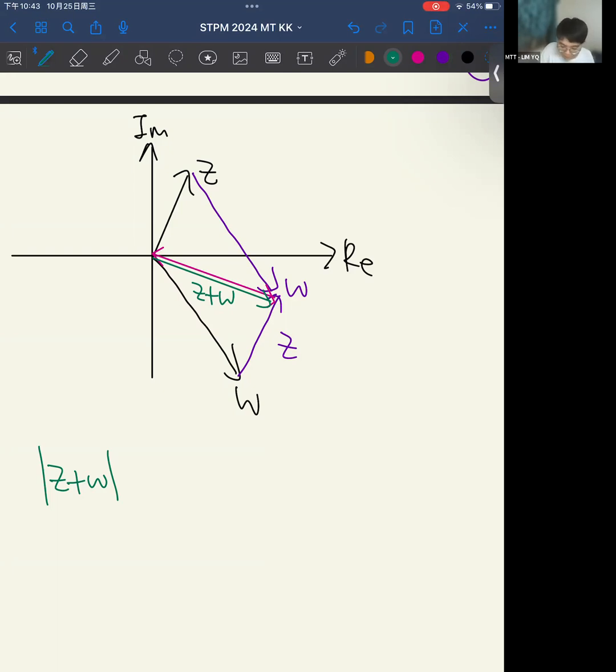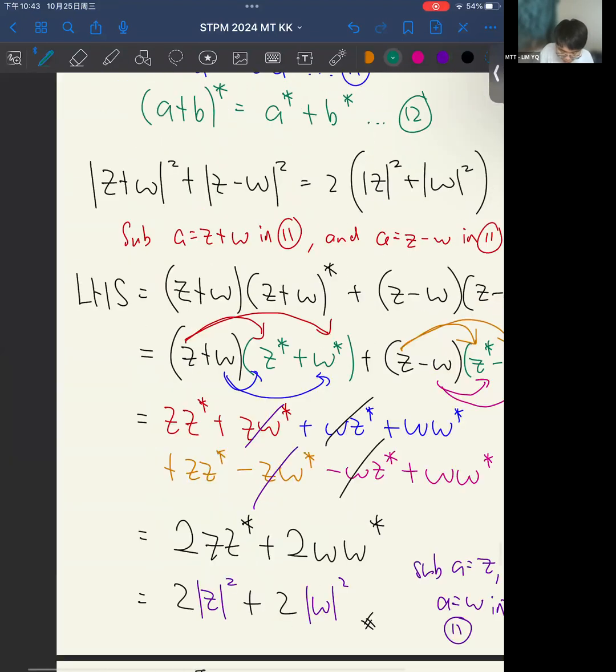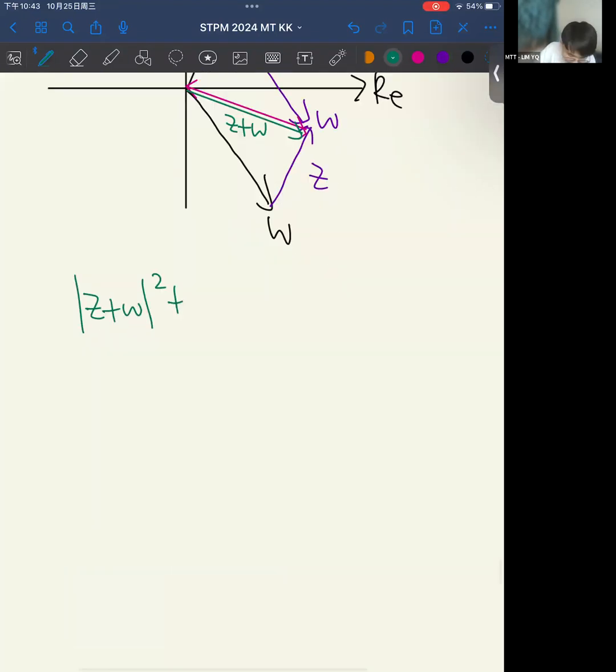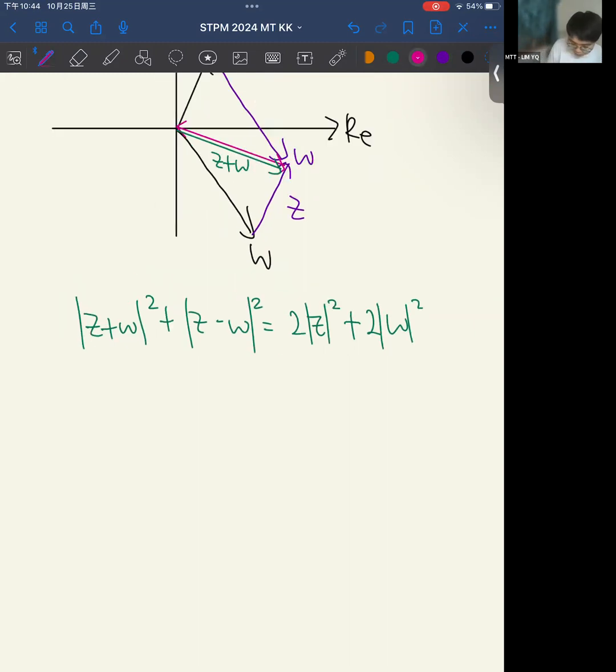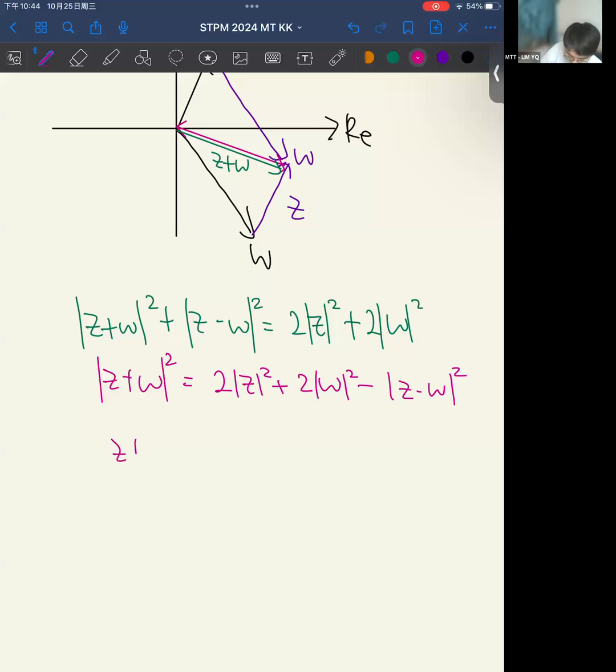By using the formula that you have proven just now. Just now it was this square plus this square equal to 2 modulus Z squared plus 2 modulus W squared. So this is what you want, correct? You express this in terms of the other one: modulus Z plus W squared equal to, you move the other one to the other side, minus modulus Z minus W squared. And then you want the square root, correct? Because you want modulus Z plus W.